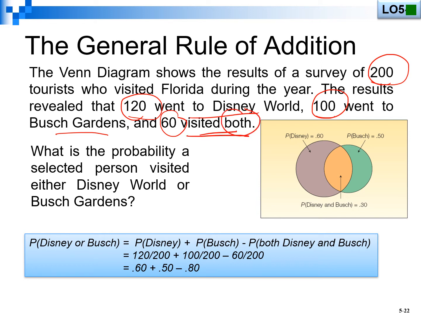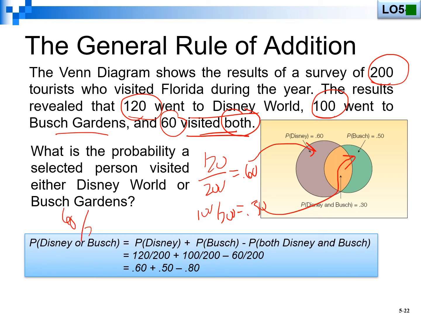They give you the Venn diagram, and of course they're going to take all these numbers and divide by 200. So if they took, for example, 120 divided by 200, that's going to give you 0.6. That's where they got that number. If they take 100 and divide by 200, that's going to be 0.5. Okay, that's where they got that. And then if they take 60 and divide that by 200, you're going to get 0.30.